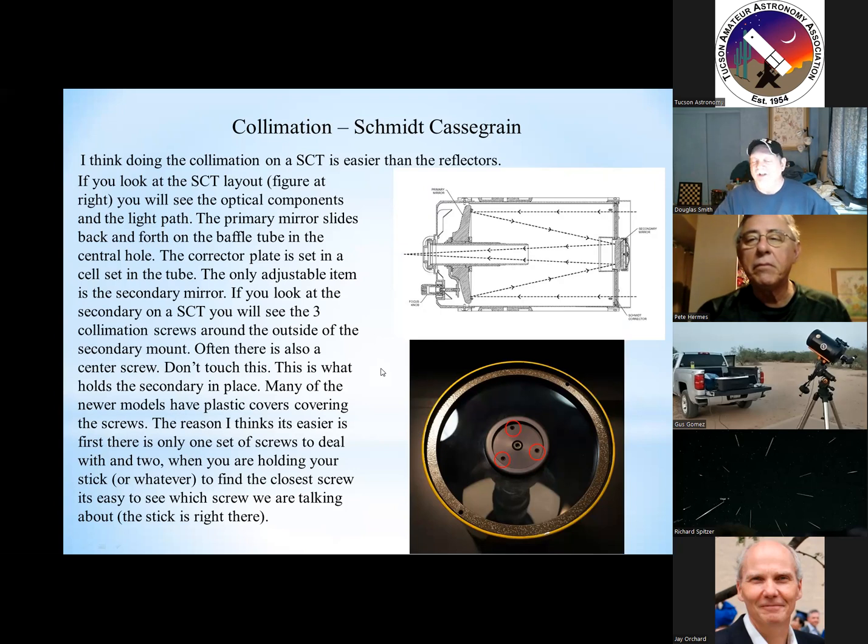I noticed that a lot of the newer Celestrons and some of the other makers of the Schmidt-Cassegrains now put a plastic cover over all of those screws to protect them, I guess, from getting touched accidentally. So obviously you have to remove the cover when you're doing your collimation, but that's no big deal.